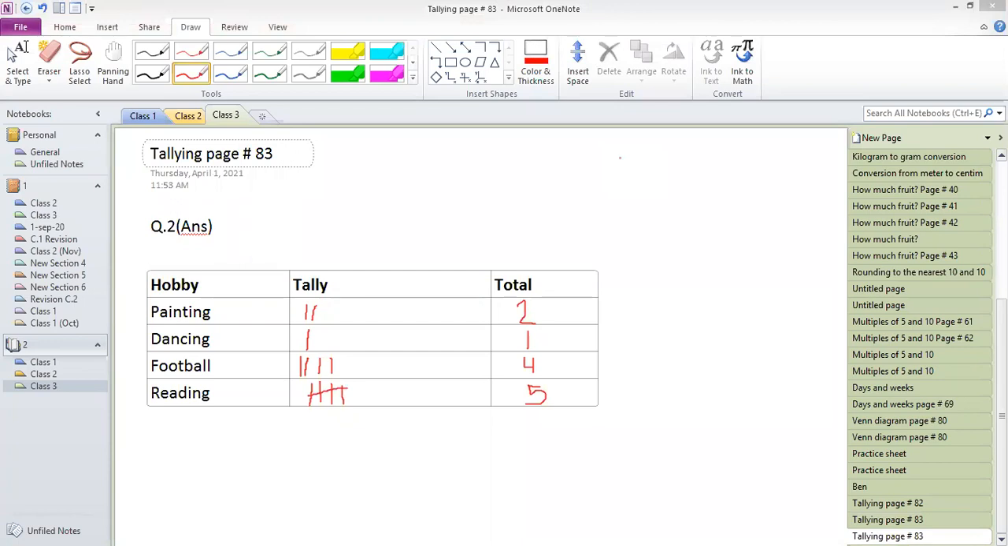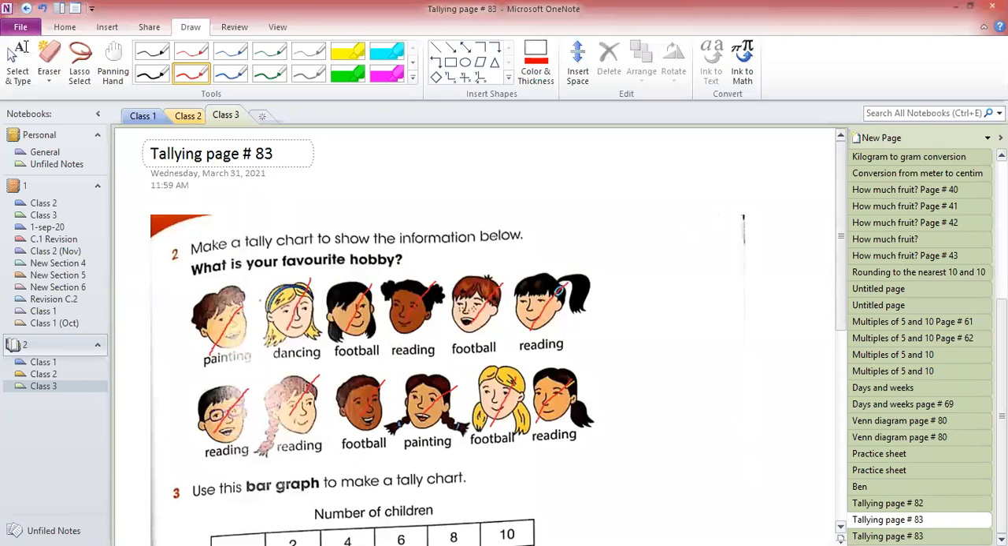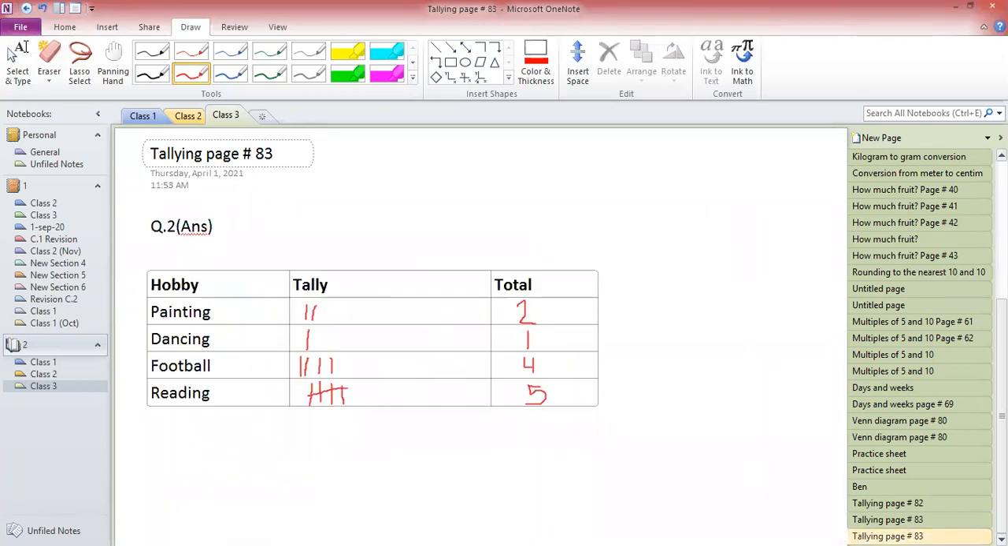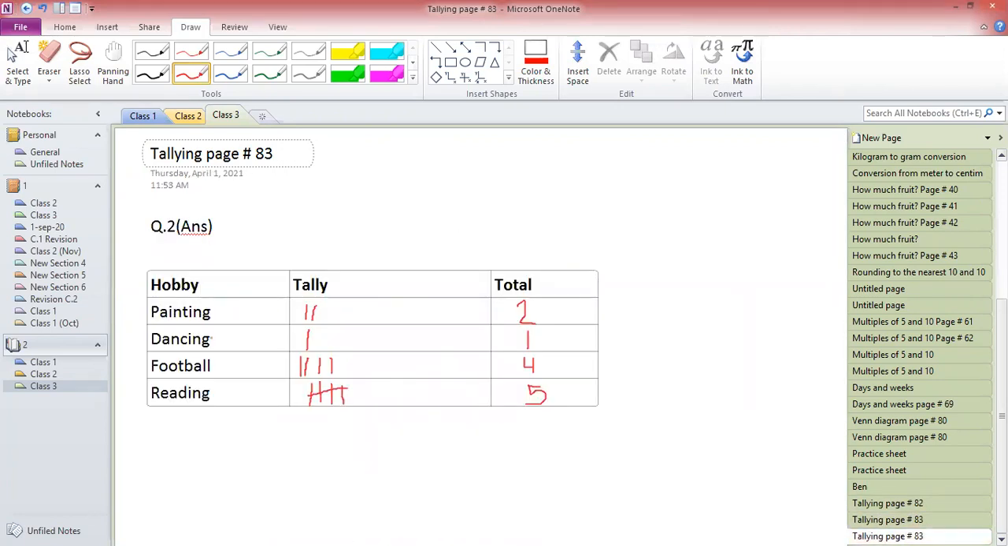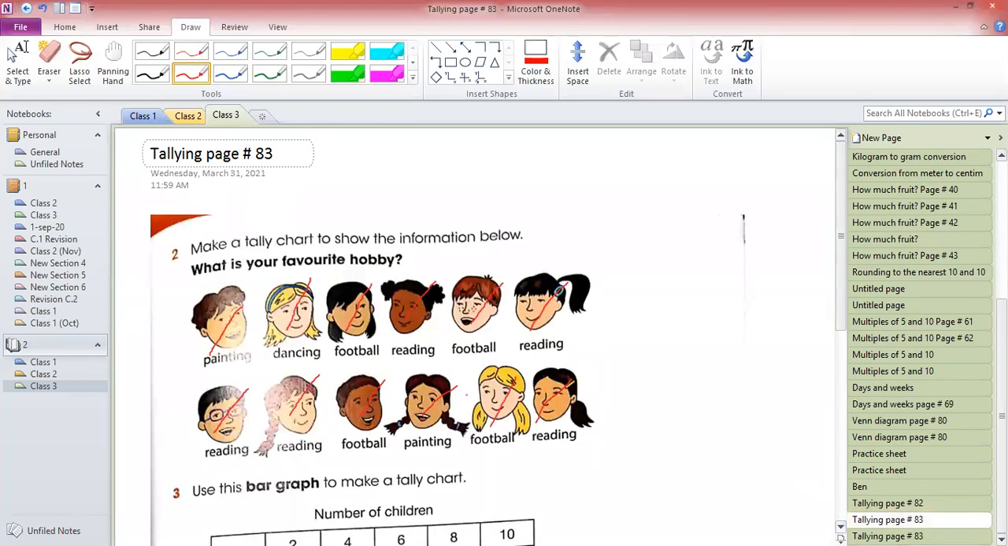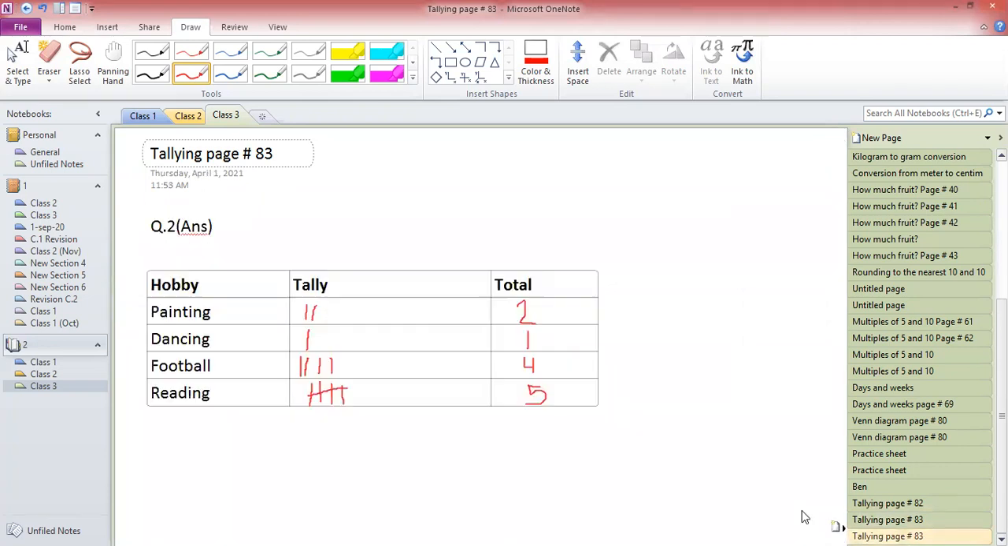Yes. I repeat again, guys, how you have to do. Just you will cut one of the hobby and check in the tally chart where the hobby is. Painting is here, mark one tally. Then again, look at the picture, cut one more hobby, and in the tally chart, check this hobby. Second is dancing, mark one tally. Then cut out third one, third picture, football. Football is where? And draw a line, mark a tally here.